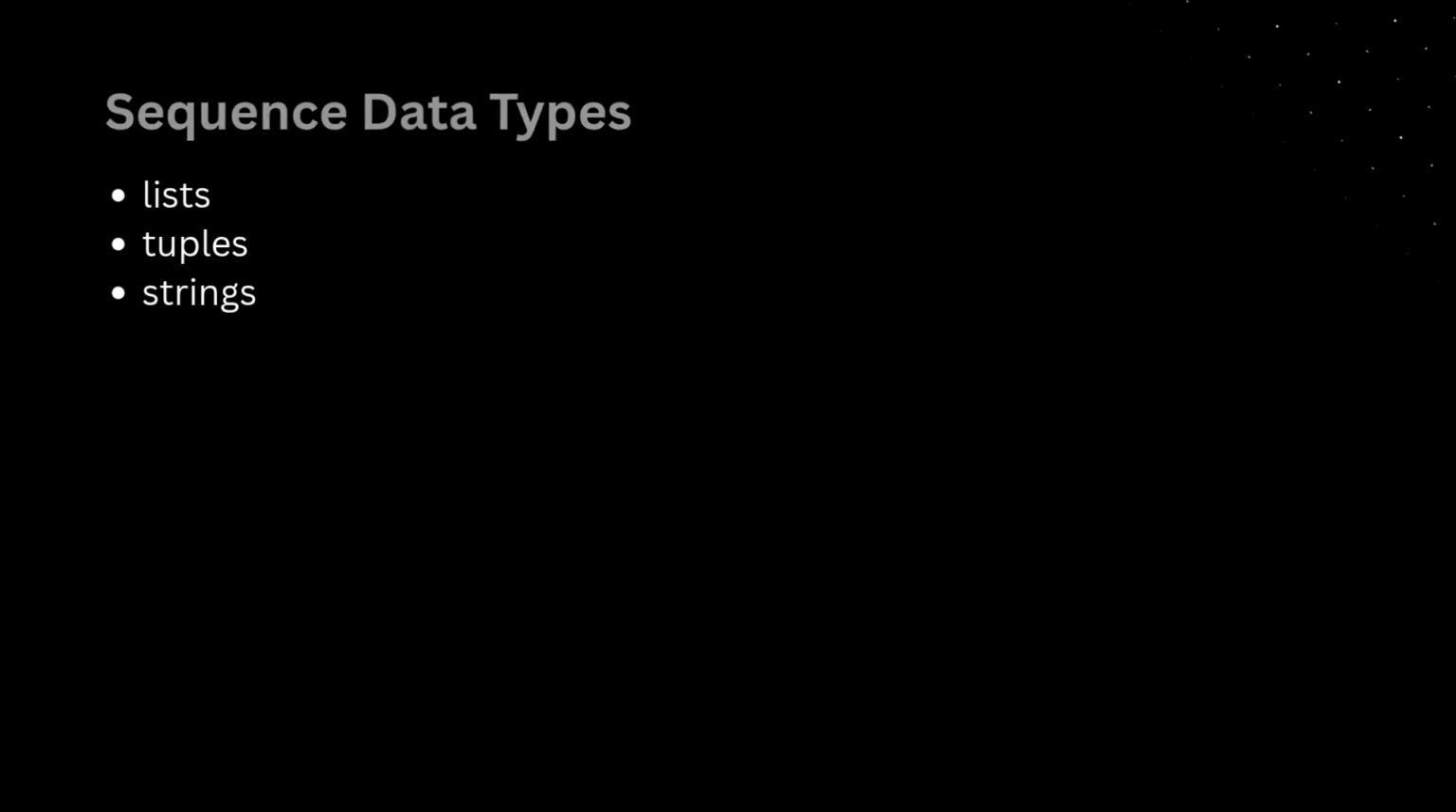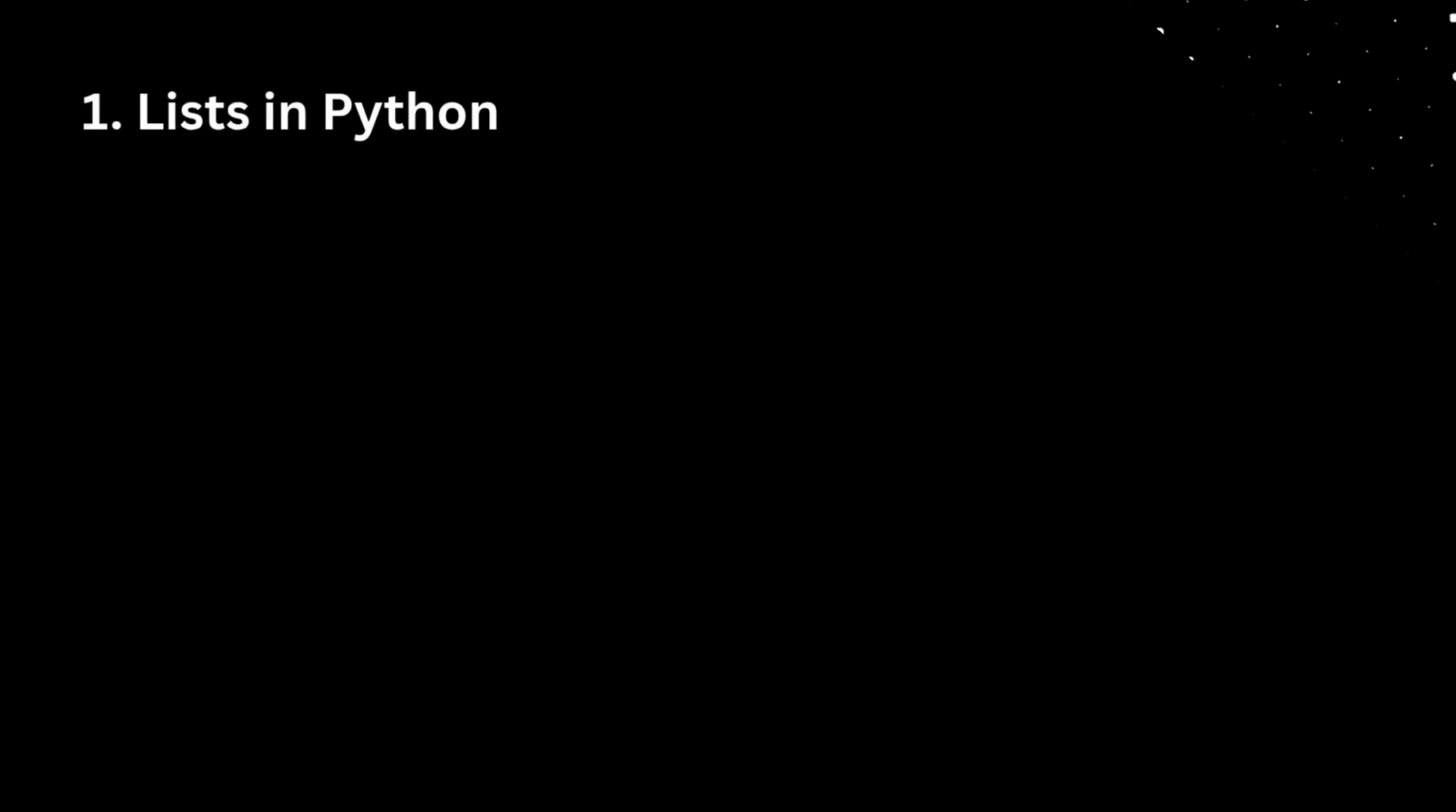Next is sequence data types. Sequence data types in Python are used to store multiple elements in a specific ordered manner. Python mainly provides three types of sequence data types: list, tuples, and strings. We will start with lists and then move to tuples and finally strings. Let's first see lists in Python.